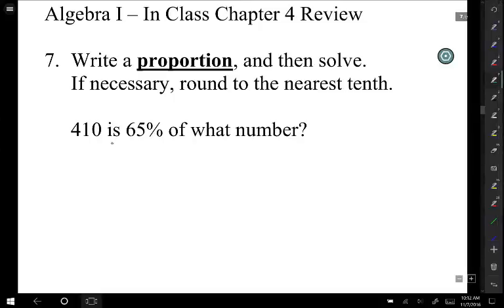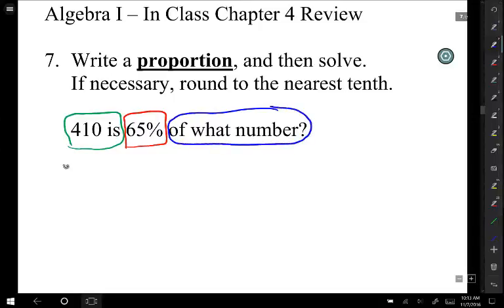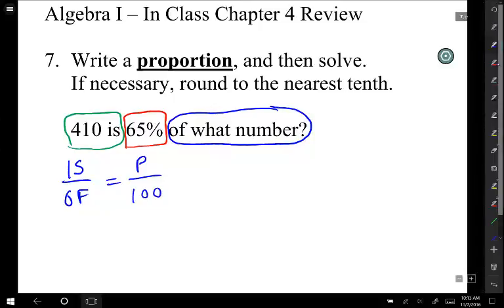What connects with is? What connects with of? The 65 connects with percent. True? Yes. So the of connects with the what? So here we go. Let's write is over of equals P over 100. Who can fill them in for me?